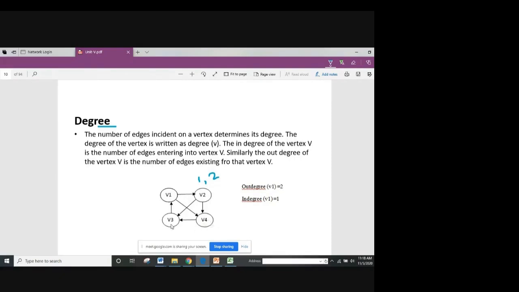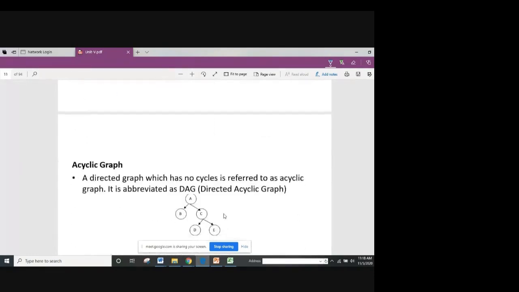Similarly for V3, in degree 2, out degree 1. Yes, correct. So this is how we have to calculate the in degree and out degree.